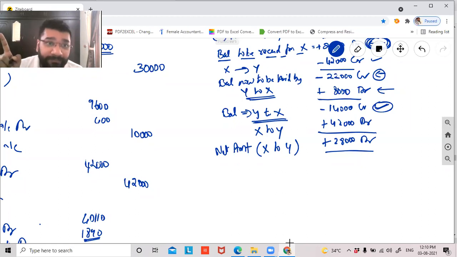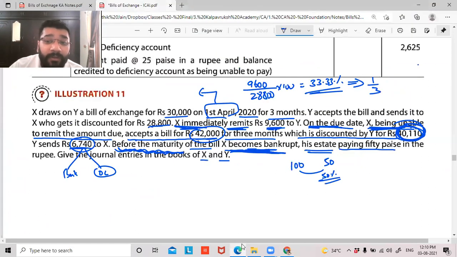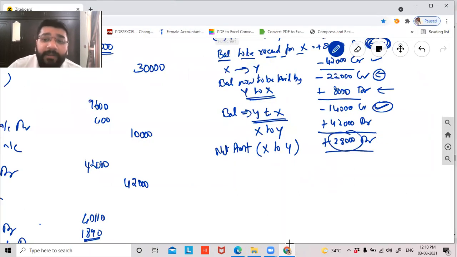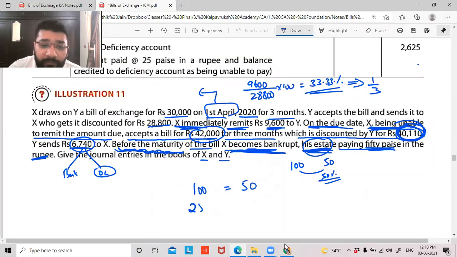So Y will go to the court. The court will ensure that by selling the property of X, something is receivable. And like that, from X's estate, we are able to recover 50 paise in a rupee. In 1 rupee there are 100 paise, and in that, 50 paise is recovered. Now we are supposed to recover 28,000 rupees. So out of 28,000 rupees, how much is recovered?